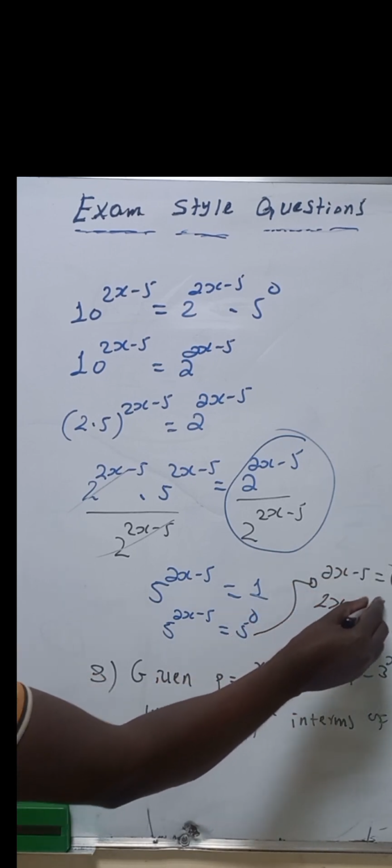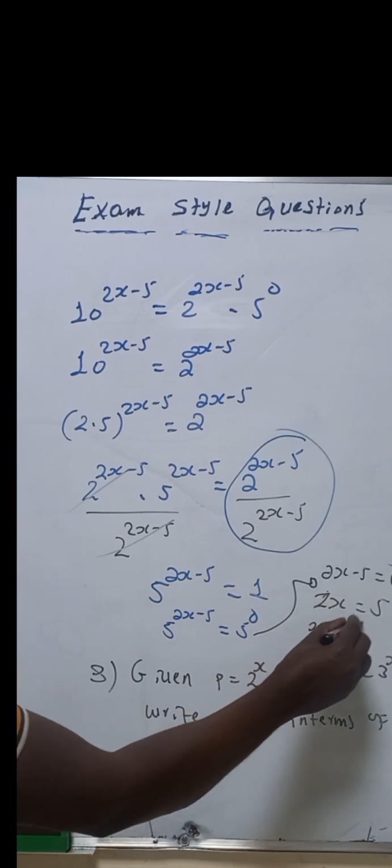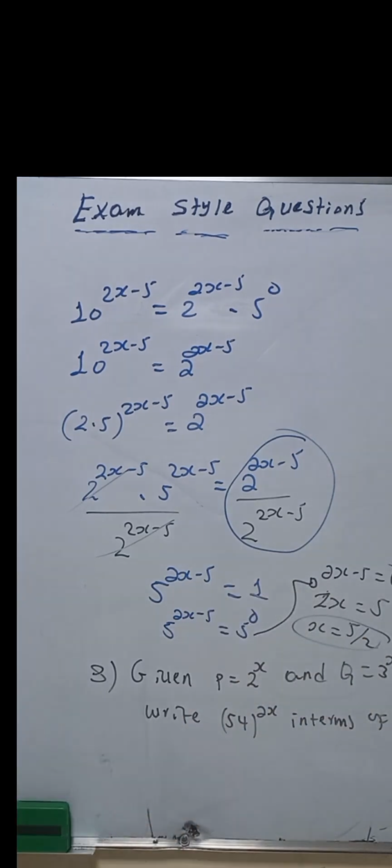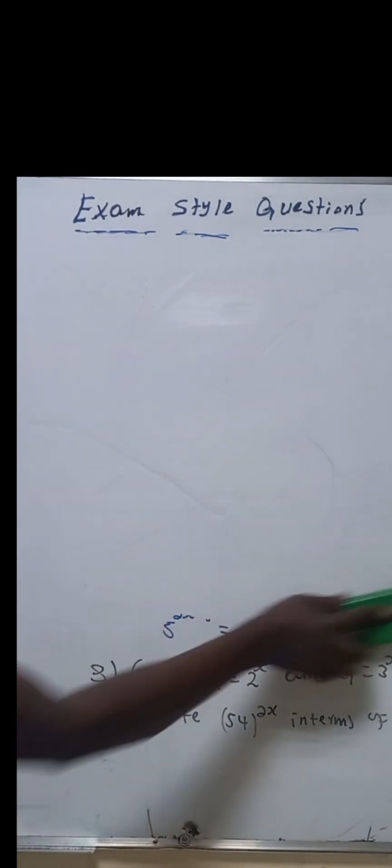2x is equal to 5. Now this is 2x, so x will be 5 over 2. This is the solution. So this is a very important question, and they are very simple, so you are able to do them if you just know the principle or the rule of exponents. So this is how we do.